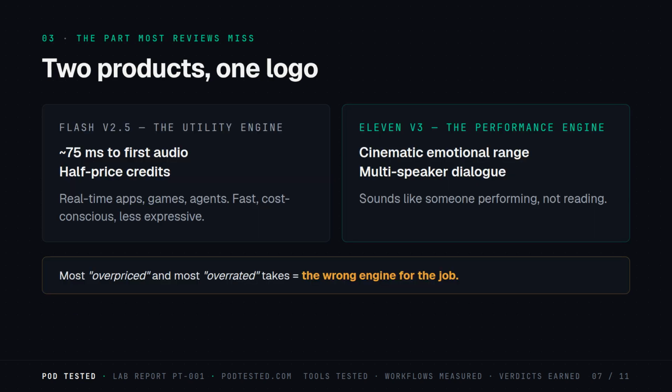The thing most reviews miss. ElevenLabs is two products wearing one logo. Flash v2.5 is the utility engine, about 75 milliseconds to first audio, half-price credits, built for real-time apps and agents. 11v3 is the performance engine. Cinematic emotional range, dialogue, the voice that sounds like someone performing instead of reading. Most overpriced and most overrated takes come from running the wrong engine for the job.